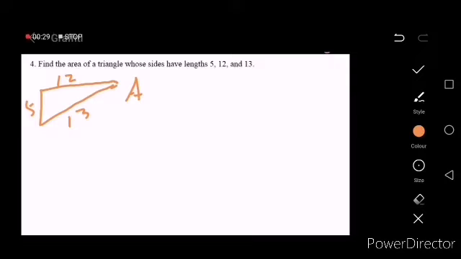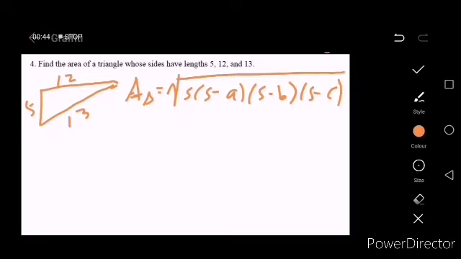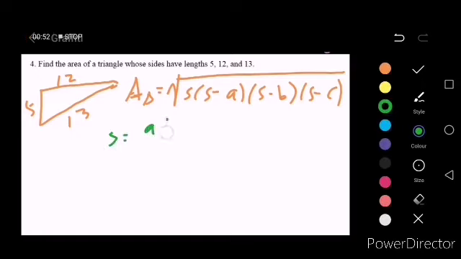Therefore, we cannot use 1/2 base times height. So our only option, since the three sides are given, is Heron's formula, which is given as such. Now, all we need to do is to solve first for the value of S. And what is the value of S? S is equal to A plus B plus C divided by 2.